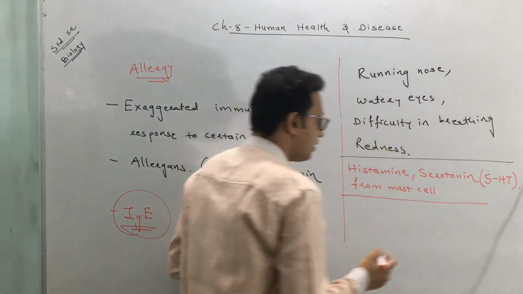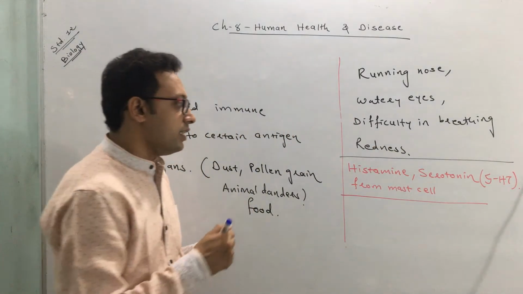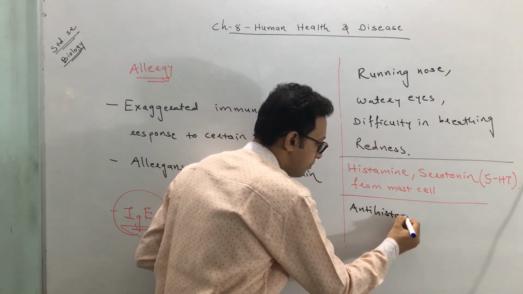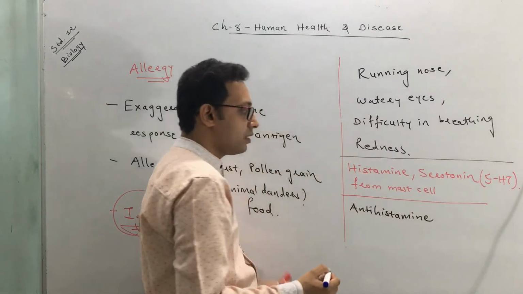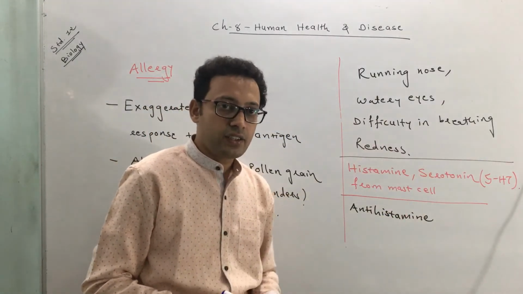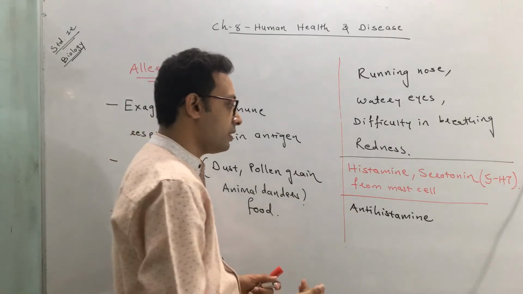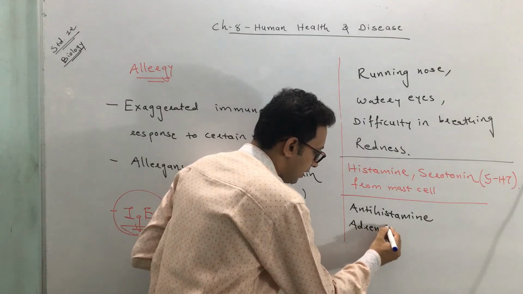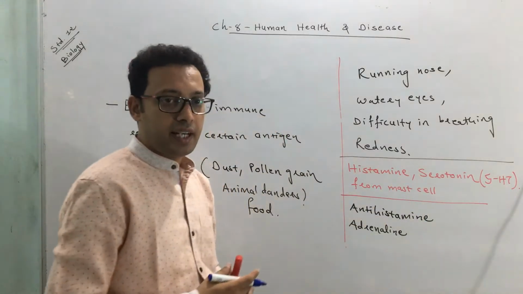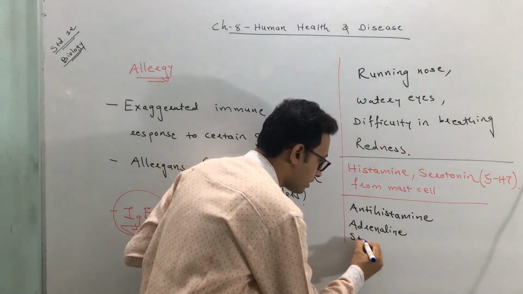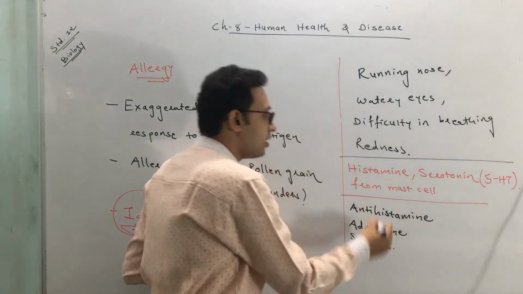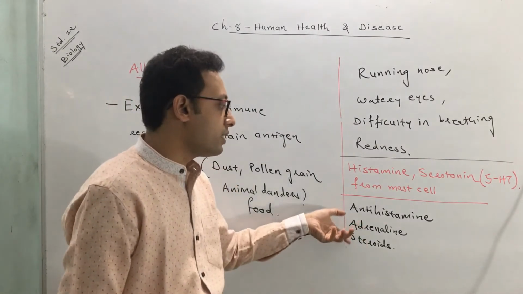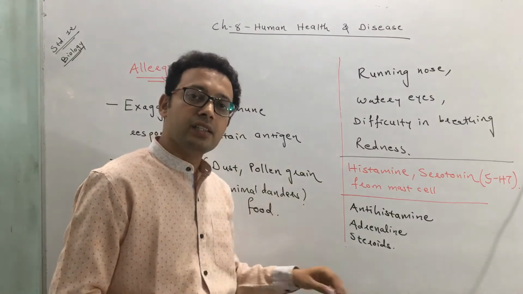Apart from that, what is its treatment? Generally, the treatment includes three varieties of drugs. First is called antihistaminic or antihistamine, which counteracts the effect of histamine. Okay, it has the opposite effect of histamine, so obviously symptoms do not appear. Second one is adrenaline, and this is a life-saving drug in case of an allergy. And the third one is steroids. These three drugs show a beneficial effect in allergy. Which three drugs? Antihistamines, adrenaline and steroids.